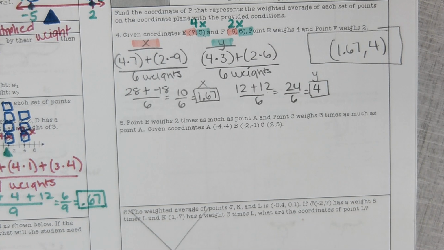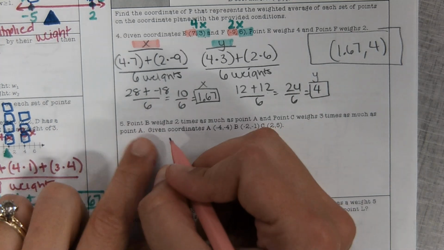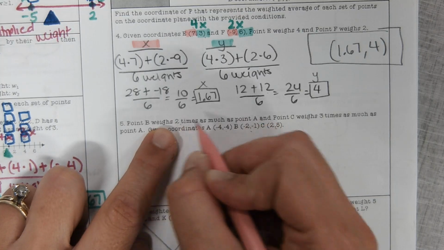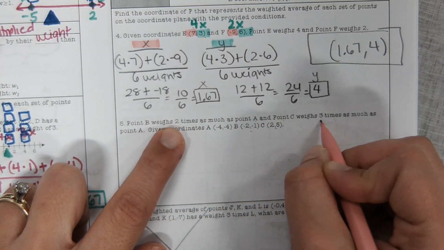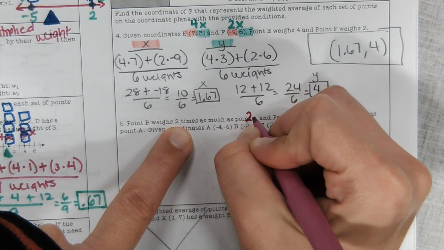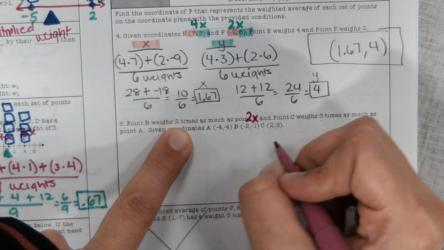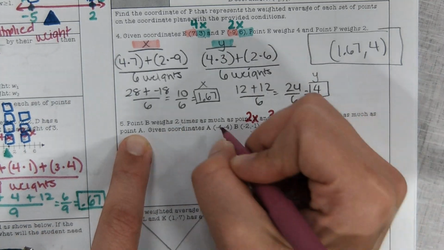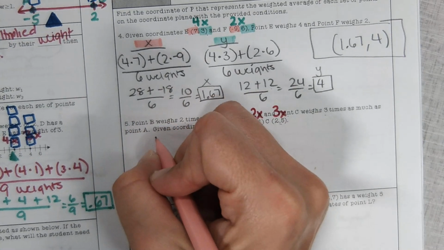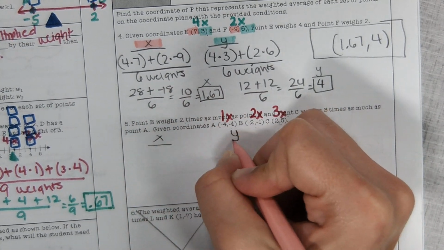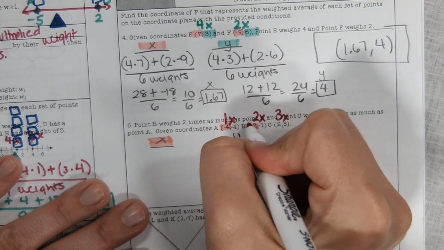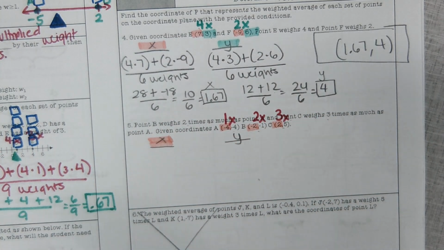Okay, for the next one, we're going to do the same process. This time we have 3 coordinates. It says B has a weight 2 times as much as A, and C weighs 3 times as much as A. So B is 2x, and C is 3x, and then A is just 1x. And then we'll have just x and y again. And our x, it helps if I highlight it. Keeps my brain from confusing everything.